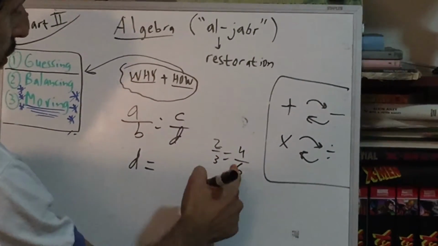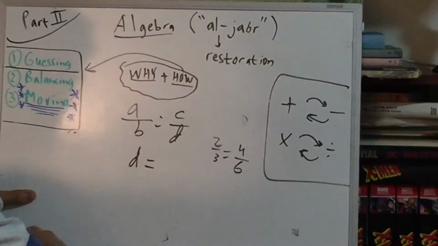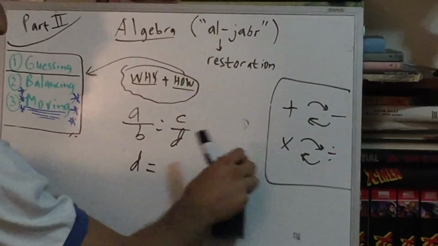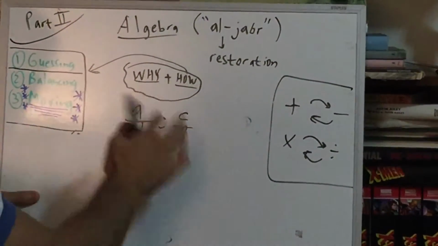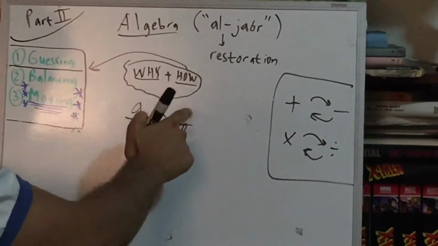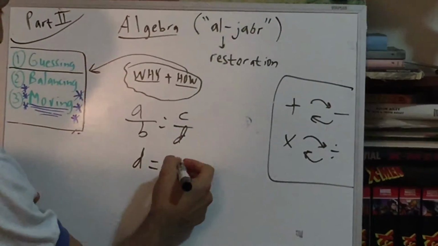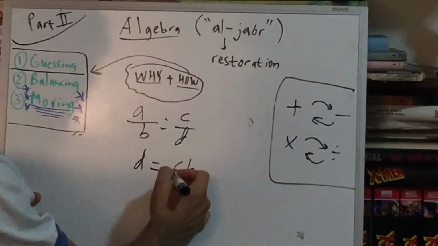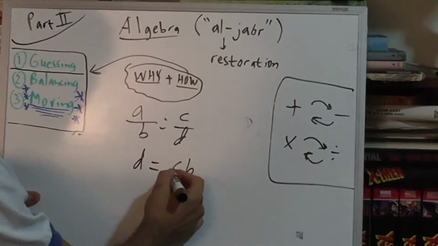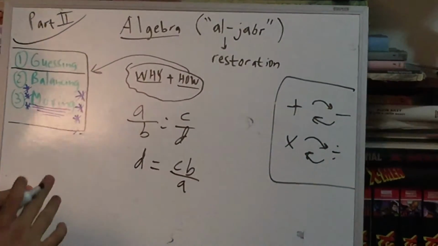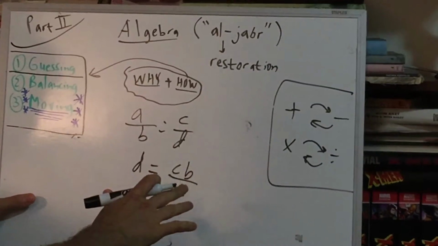then you could say we can move the 6. We're going to be doing the moving method. You can just plug in numbers if you're having trouble with the letters. So D goes here, B goes there, A goes there. So it's going to be CB or BC, the order doesn't matter for multiplication, over A. That's it. That's all you have to do.